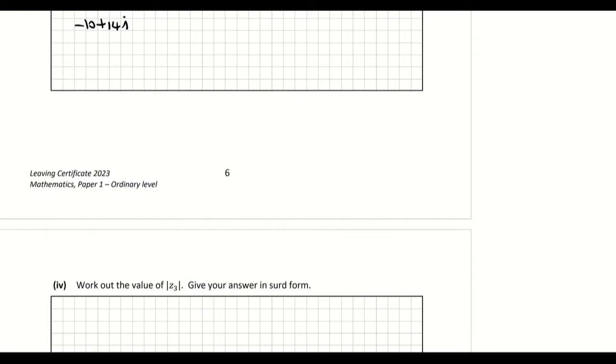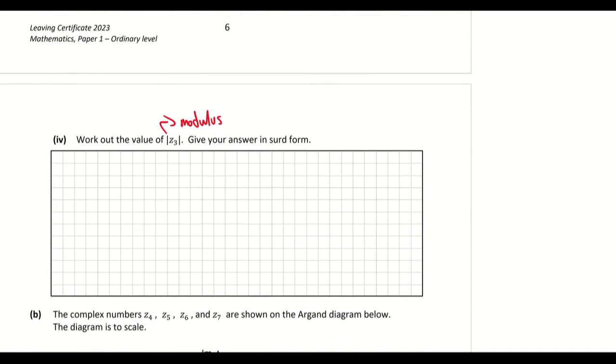Looking at part 4, work out the value of the modulus of Z3. So these little brackets here, these square brackets, mean modulus, and we'll write down the formula for that in a second. First thing we need to do is write down the value of the complex number Z3. So we're looking for the modulus of Z3. Z3 is given to us there on page 6 of the booklet, so 6 minus 2i. The formula for modulus is given as the square root of a squared plus b squared. Now the a is the real part and the b is the part in front of the i, the imaginary part.